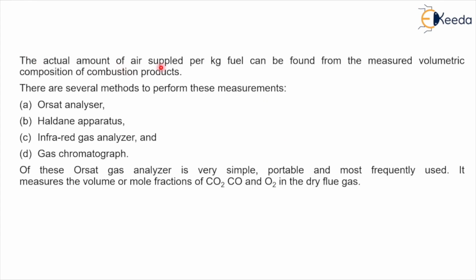The actual amount of air supplied per kg of fuel can be found from the measured volumetric composition of combustion products. I have already told that combustion products are carbon dioxide, carbon monoxide and oxygen. There are several methods to perform these measurements: Orsat analyzer, Haldane apparatus, infrared gas analyzer, gas chromatograph. Of these, the Orsat gas analyzer is very simple, portable and most frequently used. It measures the volume or mole fraction of CO2, CO and oxygen in dry flue gas.